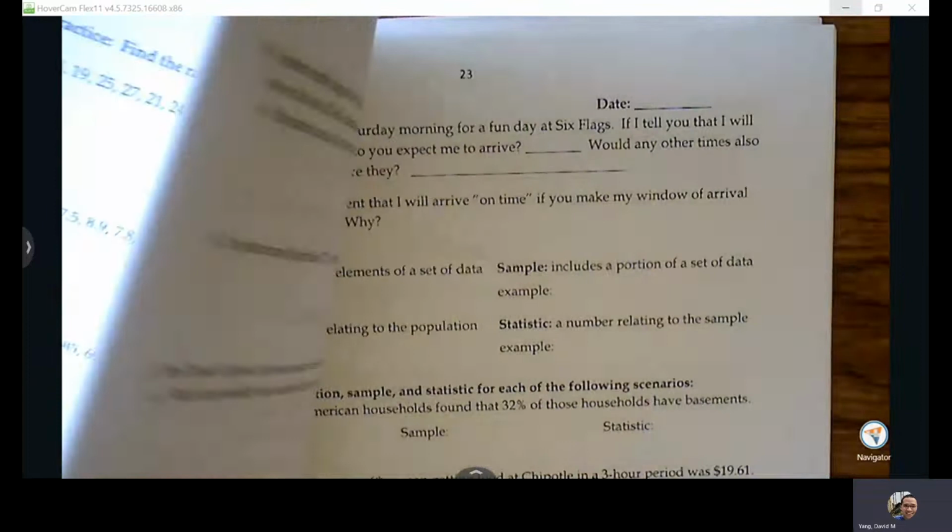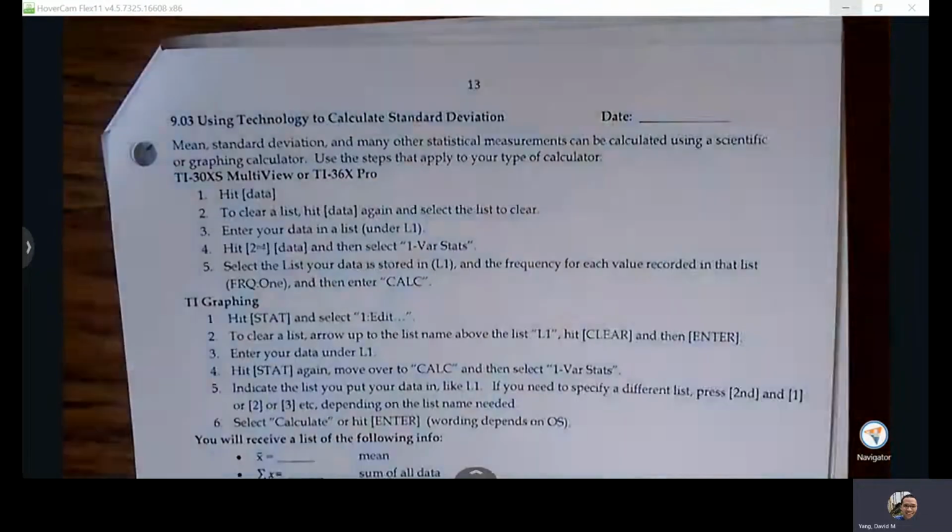We have a check-in quiz next Wednesday. The calendar is at the back of your packet. Okay, but I'll come around and I'll check pages 9 through 12.